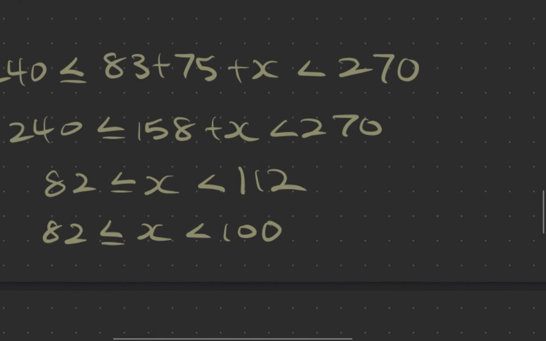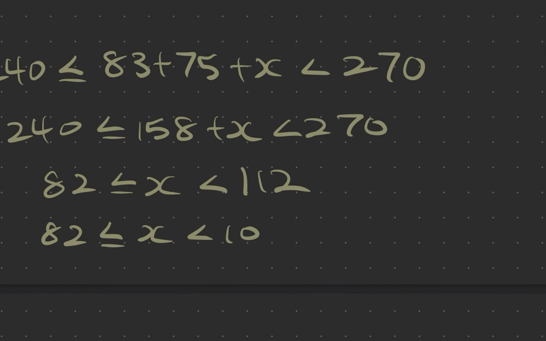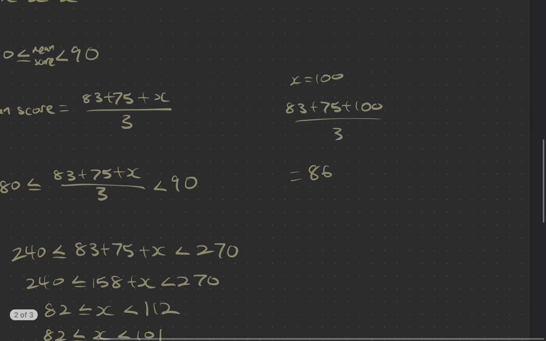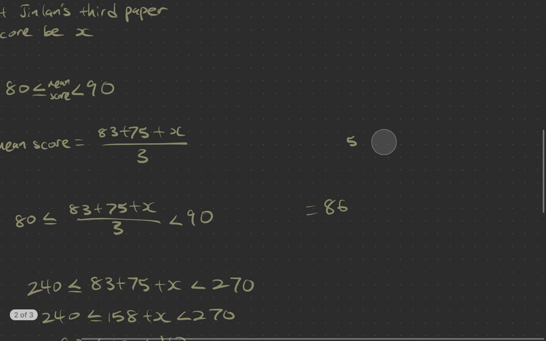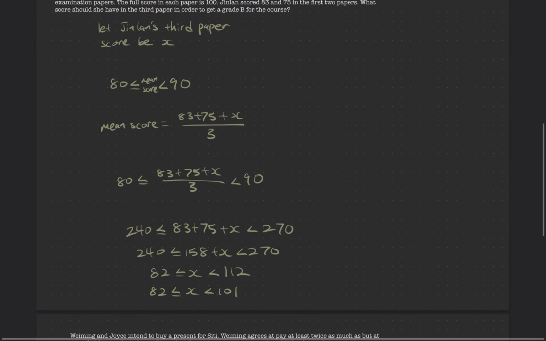So technically the maximum she can get for her last paper is actually just 100. So we'll just write that she cannot exceed 100. Any number greater than 100 she cannot get. Okay, so we're done with this part.